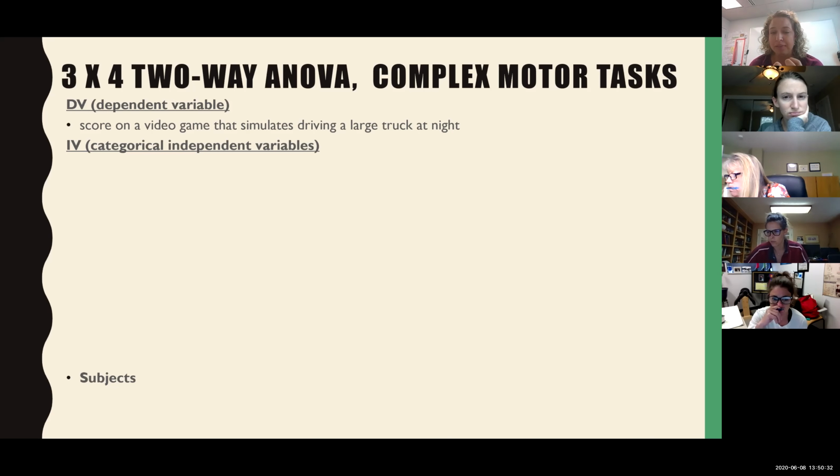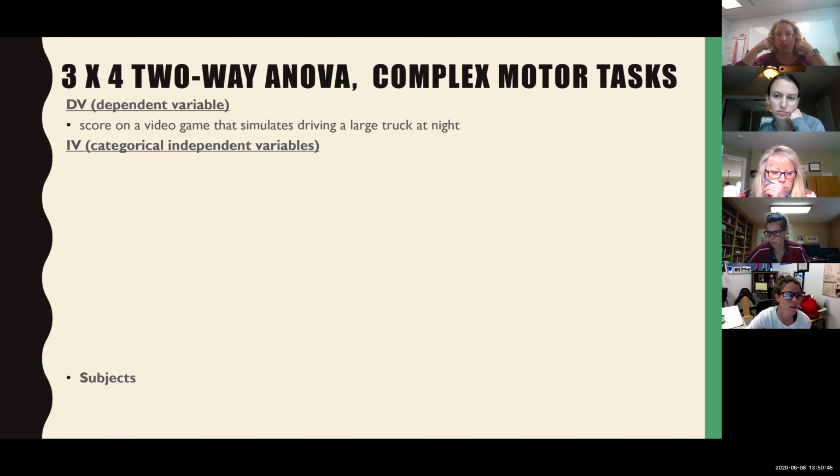The example in the book is, I think, a made-up study looking at scores on a video game that simulated driving a large truck at night. They wanted to know how different factors affected people's reaction times and their ability to drive well late at night. And they had not one, but two factors they wanted to investigate at the same time. We could have done these factors one at a time with a one-way ANOVA, but hopefully by the end of today, you'll see the benefit of doing a two-way ANOVA.